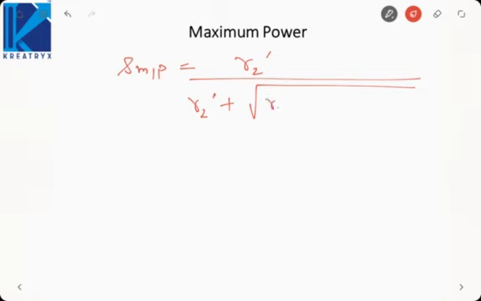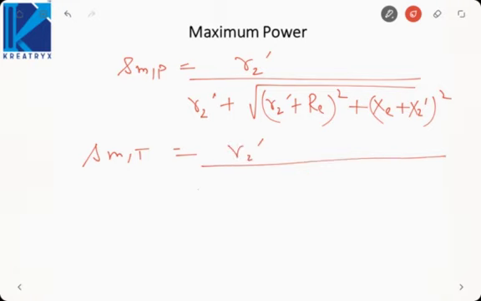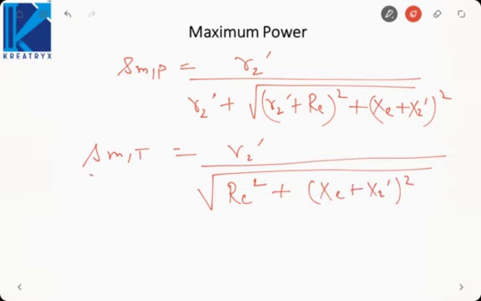So now if we write down the slip for maximum power, it will be R2 dash over R2 dash plus under root R2 dash plus RE square plus XE plus X2 dash square. Whereas slip for maximum torque is simply R2 dash divided by under root RE square plus XE plus X2 dash square. These are the two different slips, slip for maximum power and maximum torque.